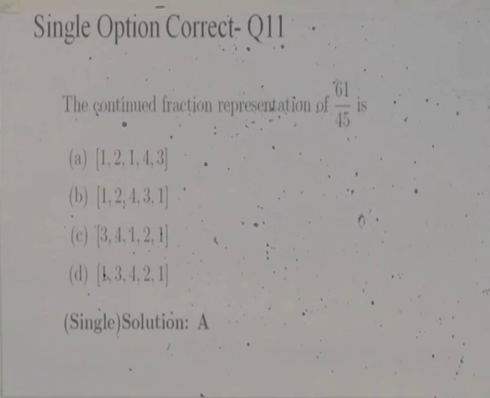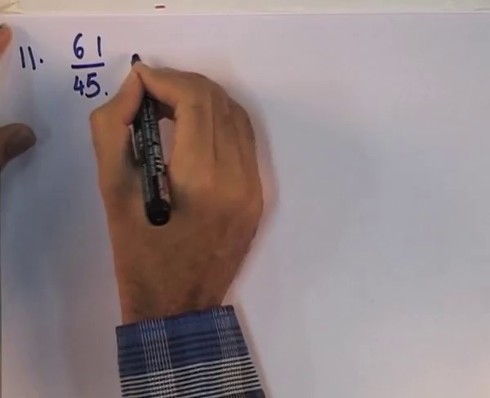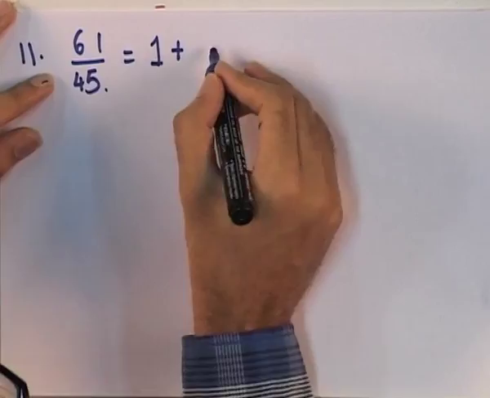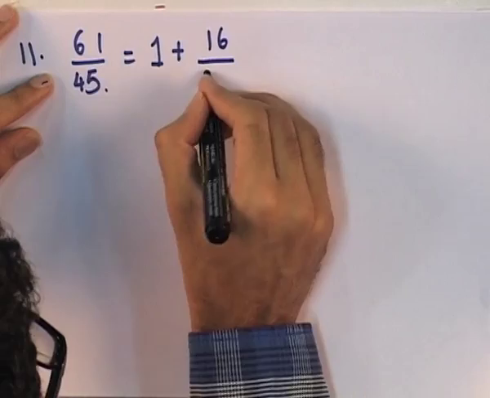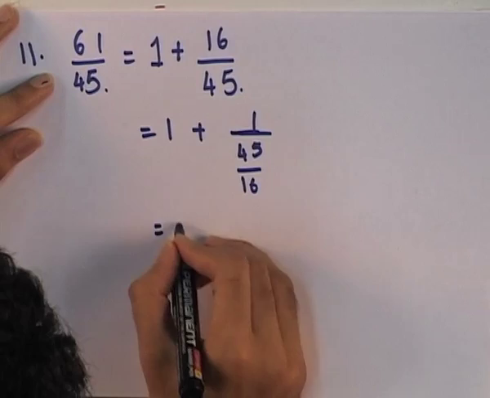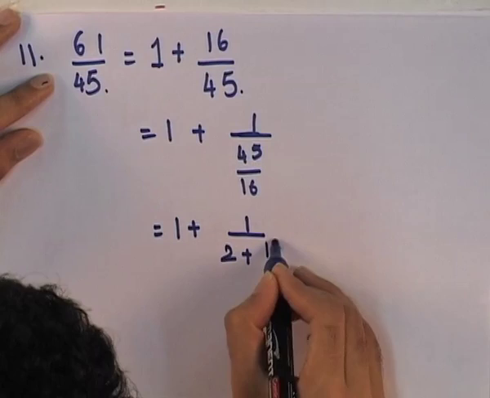Question 11 is, the continued fraction representation of 61 upon 45 is what? So let's expand this in the continued fraction notation. So 61 upon 45 should give you the quotient 1 and a remainder of 61 minus 45, which is 16. Now this is same as 1 plus 1 upon 45 upon 16, which is same as 1 plus 1 upon 2 plus, 16 twos are 32, so we get the remainder 13 upon 16.